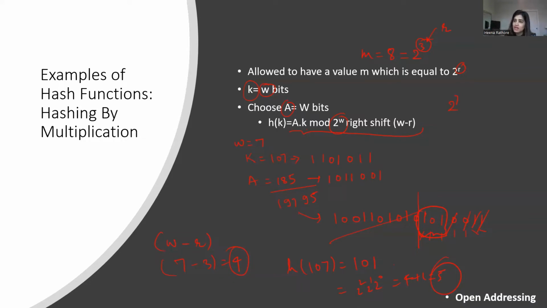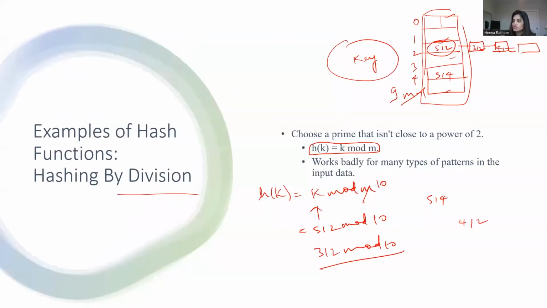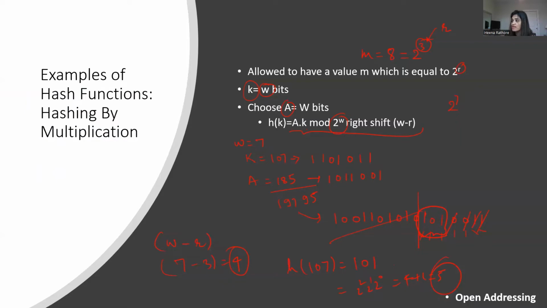So you can achieve this hash function either using division operation. Division operation is utilized if you choose a prime number that isn't close to a power of 2. But if you choose that, then it is better to utilize this kind of algorithm.